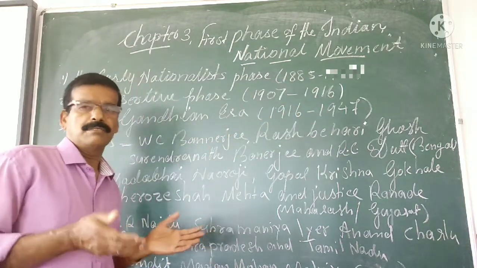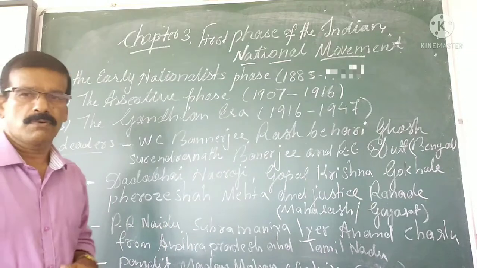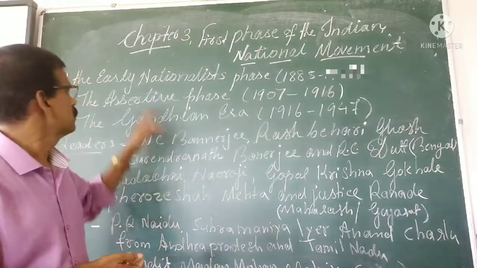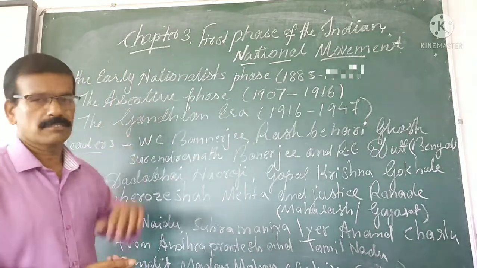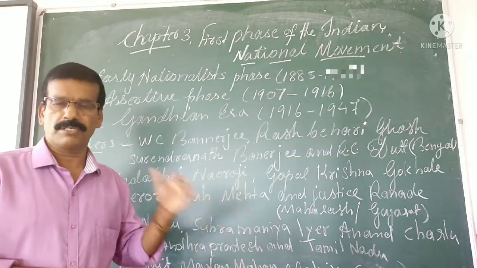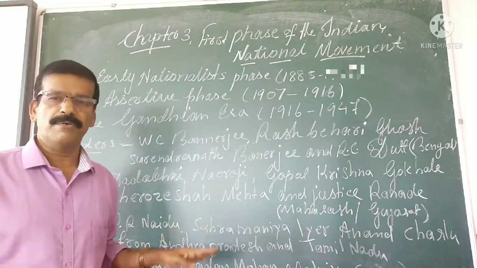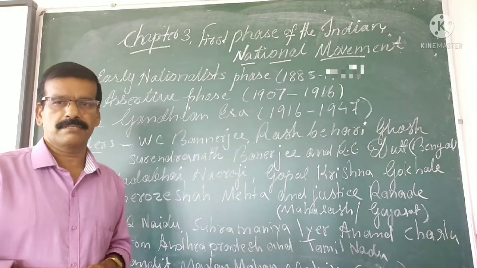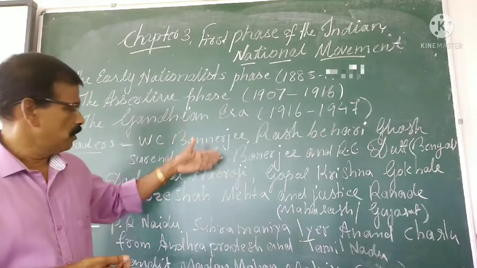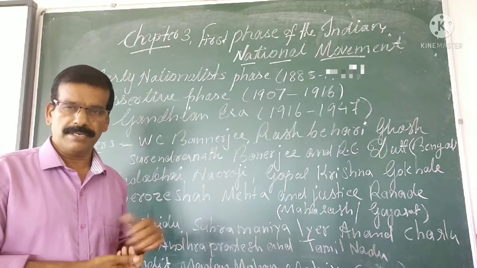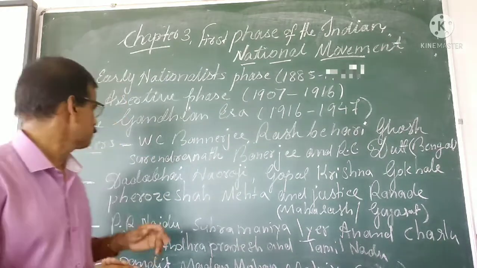In the initial years, Congress was led by a group of leaders who are known as the early nationalists, and these leaders got Western education and they were professional. And these leaders belong to different places of the country. Let us see the names of these leaders.